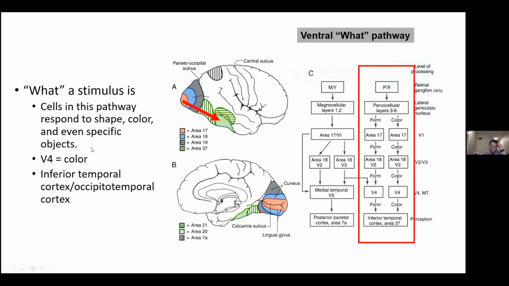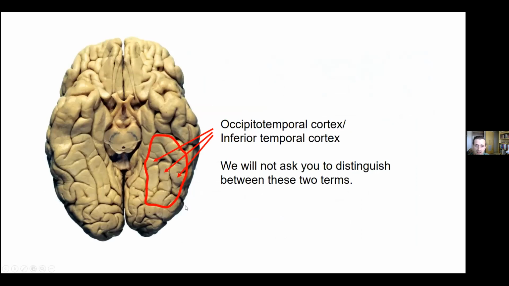All right, so now we're incorporating our inferior temporal cortex and our occipitotemporal cortex. Now, where are those located? If you look at the inferior surface of the brain, here you can see those areas. You don't really have to distinguish the one from the other because they're just really close together, honestly.